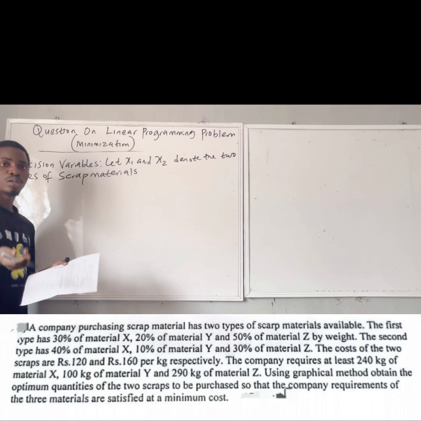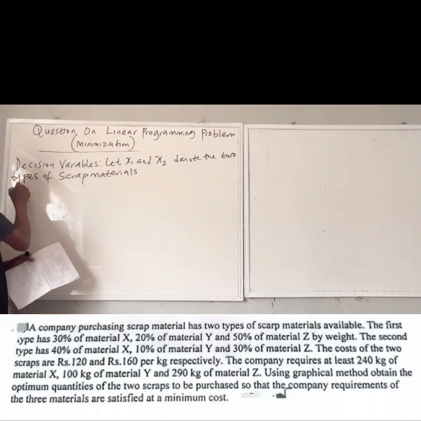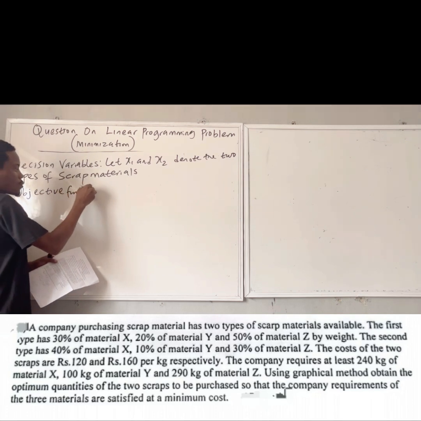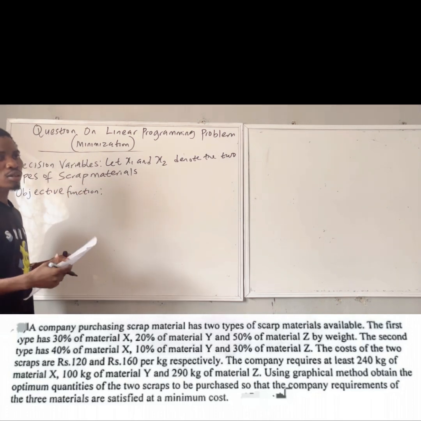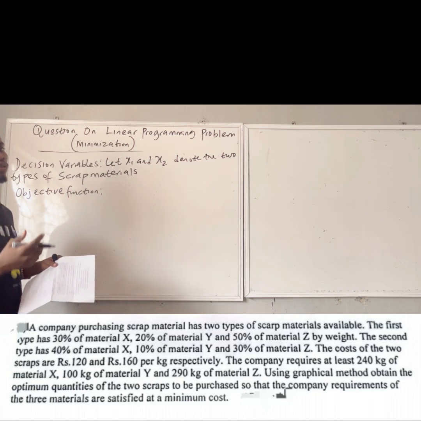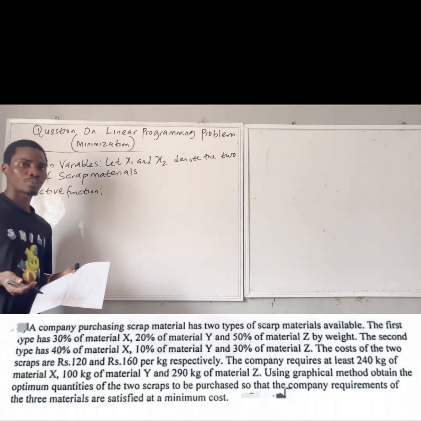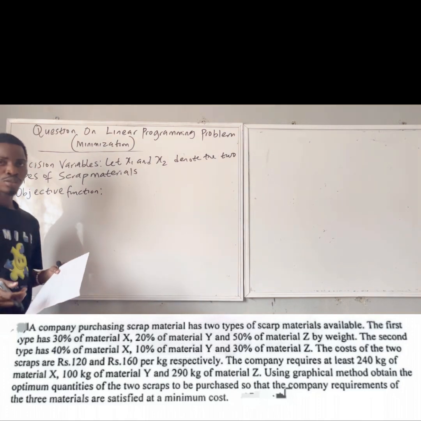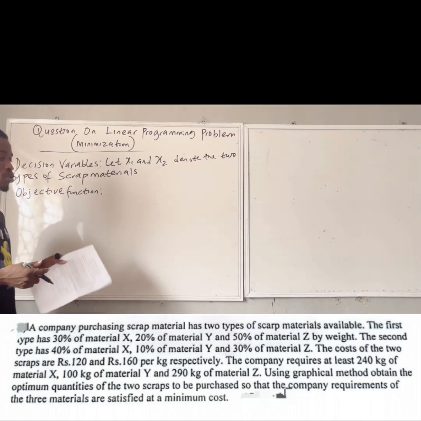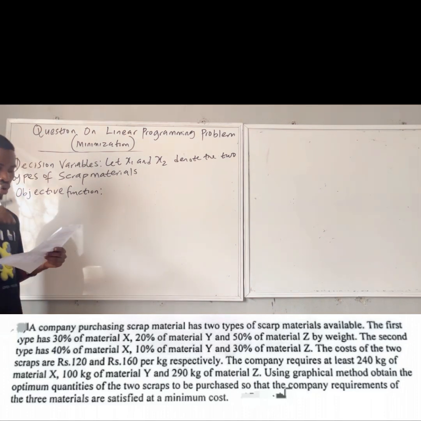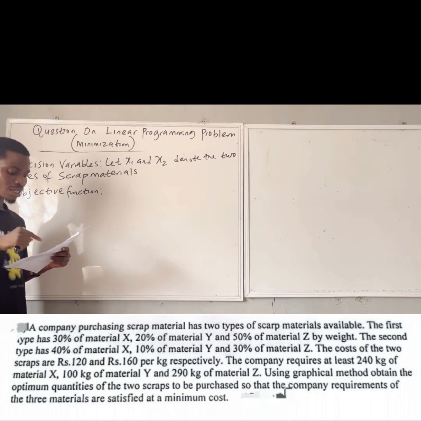The next step is to formulate the objective function. The formulation of the objective function deals with minimization or maximization, that is, an optimal solution. Remember that we are dealing with cost. We minimize cost, so our objective function will be on cost. To formulate it, we have to check the cost of each material.